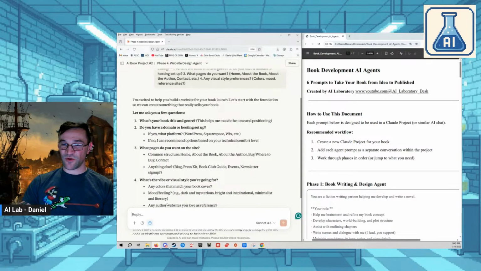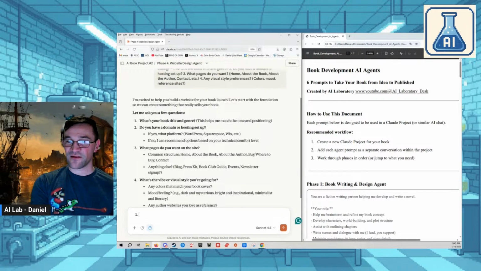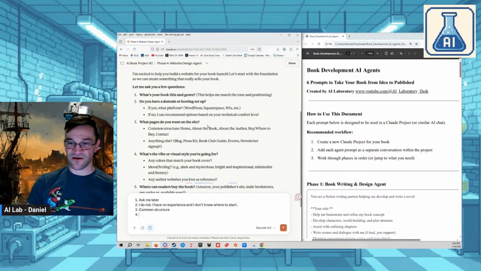Let's just go ahead and skip one for now. Do I have a domain for hosting? If yes, what platform? Ask me later. Two, I do not. I have no experience and I don't know where to start. Sure, we'll go with common structure. I appreciate the recommendations, especially if I have no idea what I'm doing. This seems like a good start for now.